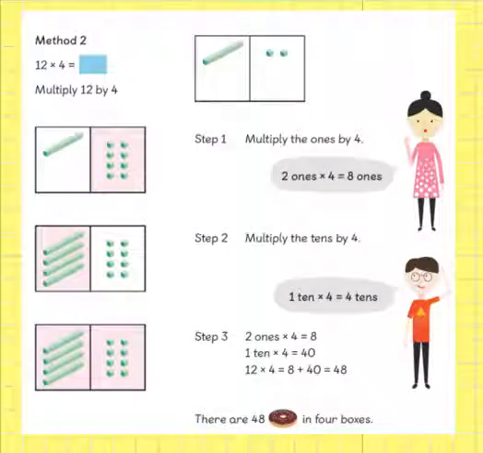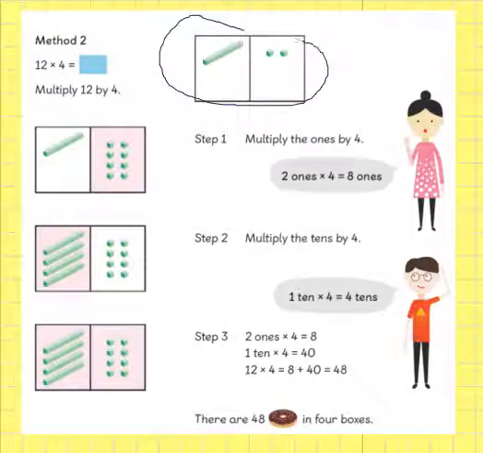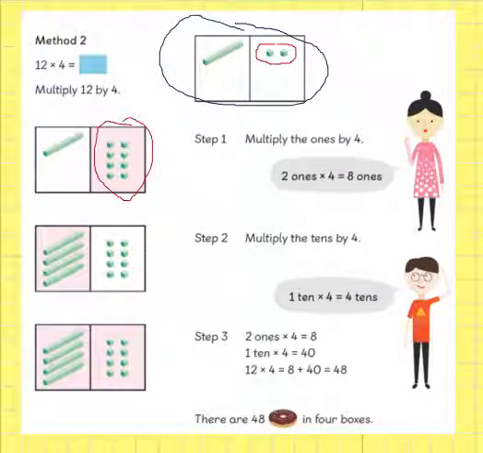Our second method involves multiplying 12 by 4, which is what we did initially. But here we're going to break down the steps that you need in order to be able to do it a little bit more efficiently, or perhaps a little bit more easily. So step 1 includes multiplying the ones by 4. So here at the top we've got 12. We've got 1 ten and we've got 2 ones. 2 ones multiplied by 4 equals 8 ones. So 2 ones, so we've got 2 of these, multiplied by 4 equals 8 ones. We haven't done anything with the tens yet, we've just multiplied the ones.